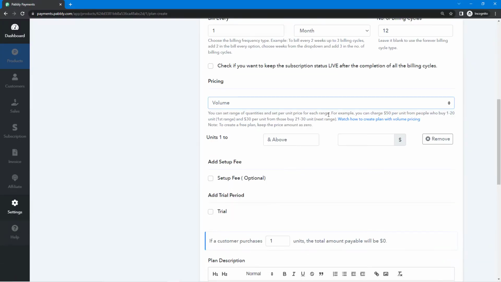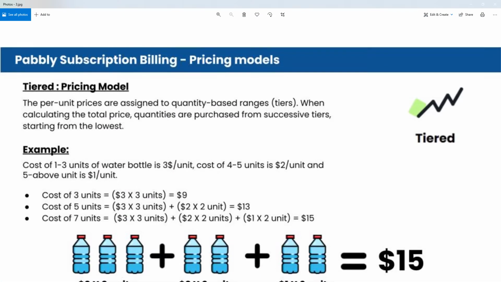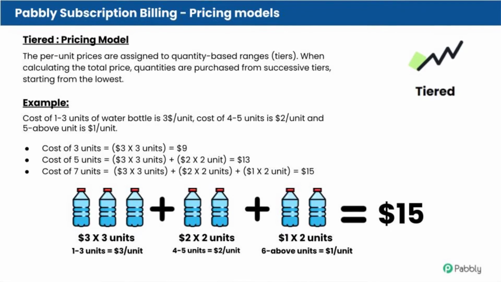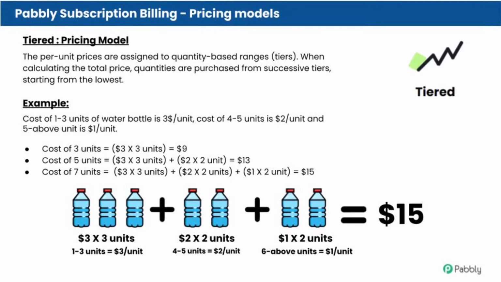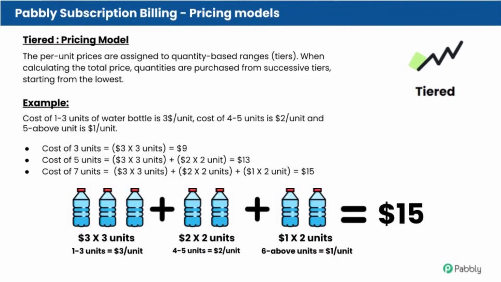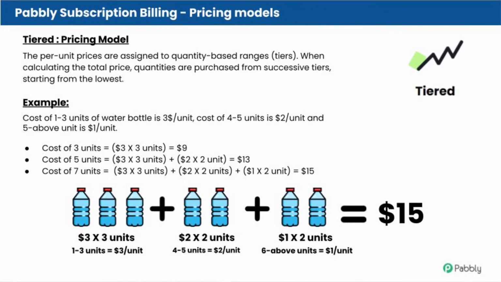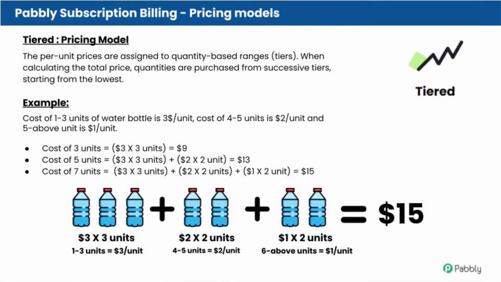Now we're going to talk about our fourth pricing model, the tiered pricing model. The tiered pricing model is almost similar to the volume pricing model, where we set ranges of product and assign a per unit price to each range. Now what makes it different? Let's understand this. Let's say we have set a range from 1 to 3 units with a per unit price of $3, for 4 to 5 units with a per unit price of $2, and from 6 units and above with a per unit price of $1.